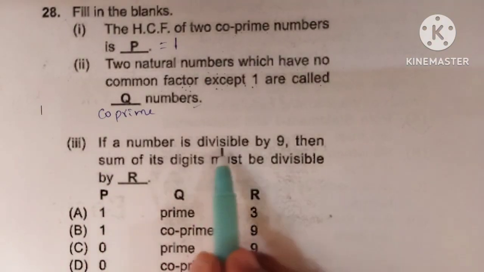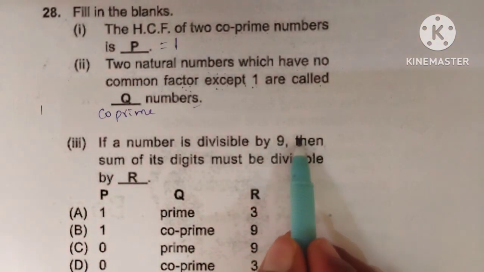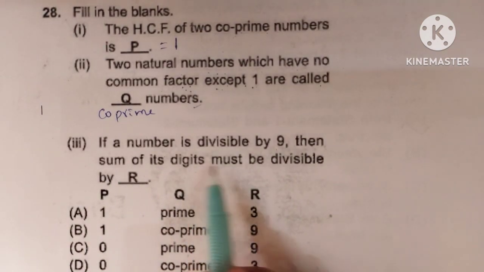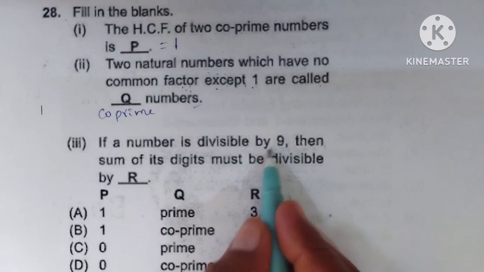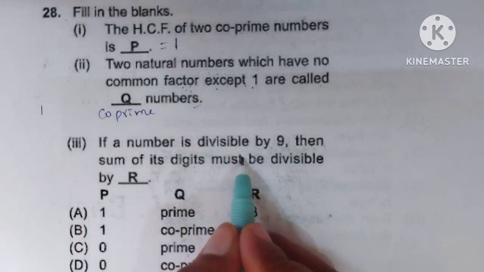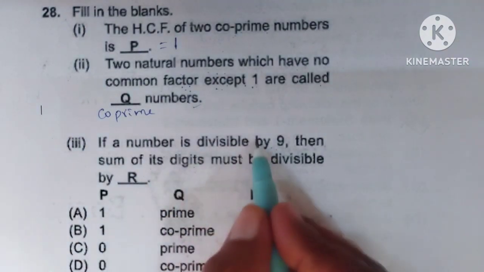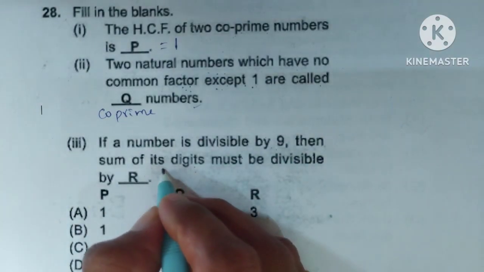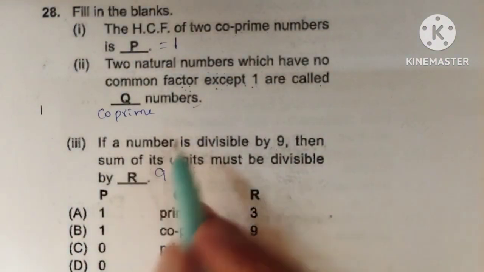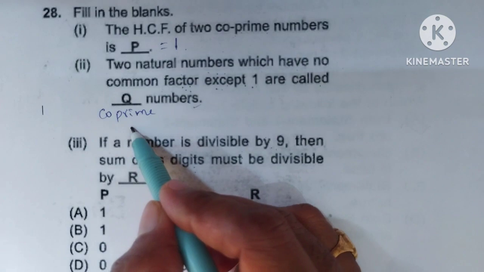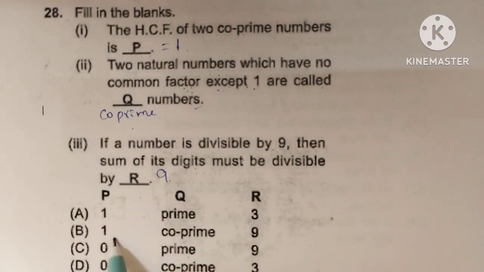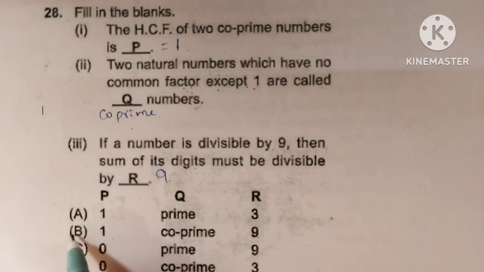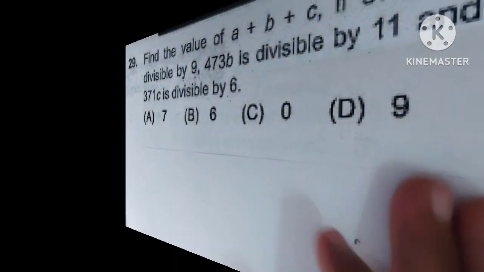If a number is divisible by 9, then the sum of the digits must be divisible by 9. According to the divisibility rule of 9, if the sum of the digits is divisible by 9, the total number will be divisible by 9. So R is 9. So P is 1, Q is co-prime, and R is 9. So option B is the correct one.